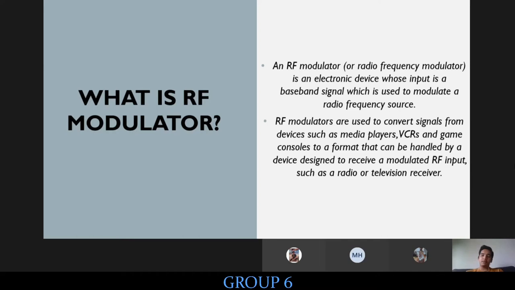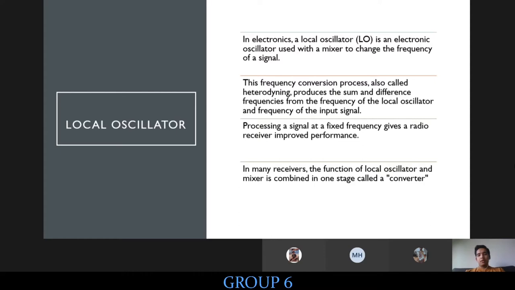Local oscillator. In electronics, a local oscillator is an electronic oscillator used with a mixer to change the frequency of a signal. This frequency conversion process, also called heterodyning, produces the sum and difference frequencies from the frequencies of the local oscillator and the frequency of the input signal. Also, processing a signal at a fixed frequency gives a radio receiver improved performance. And in many receivers, the functions of local oscillator and mixer are combined in one stage called a converter.